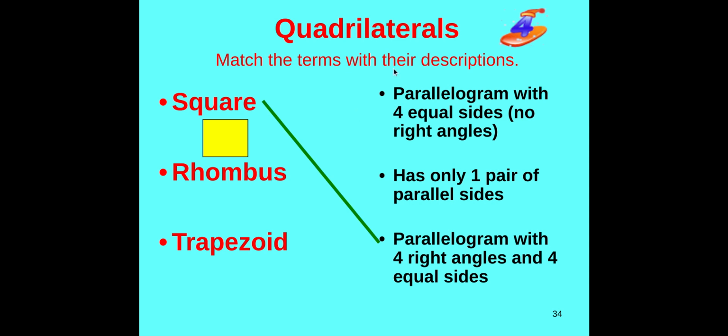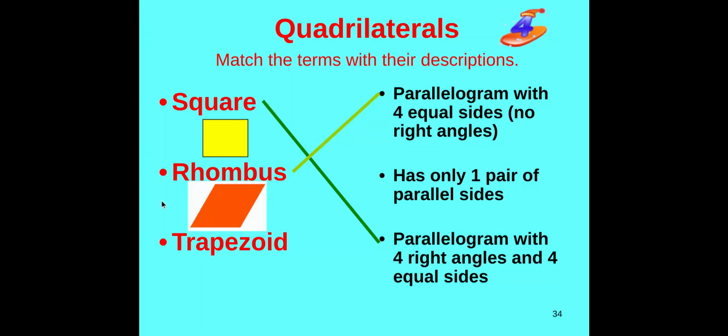For a rhombus, remember, we say a rhombus is like a squished square. So is a rhombus a parallelogram with 4 equal sides but no right angles? Or it has only 1 pair of parallel sides? The match for rhombus is the top. It is a parallelogram. The top and the bottom are parallel. And the 2 diagonal sides, they are perfectly diagonal with each other, so they're perfectly parallel.